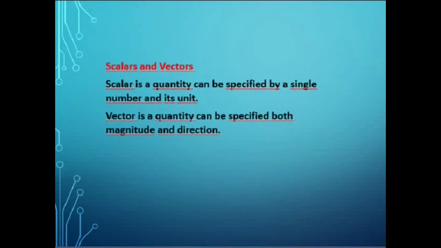Scalars and vectors. A scalar is a quantity that can be specified by a single number and its unit. A vector is a quantity that can be specified by both magnitude and direction.